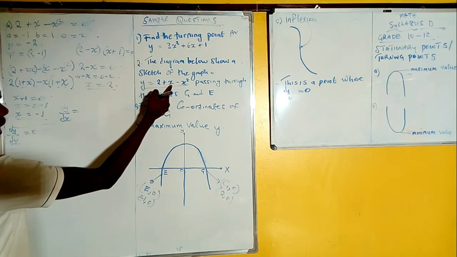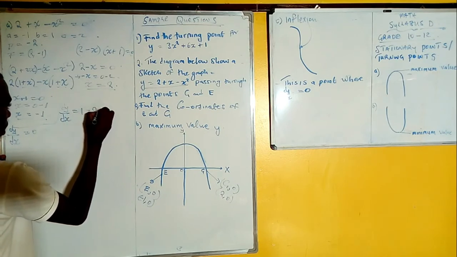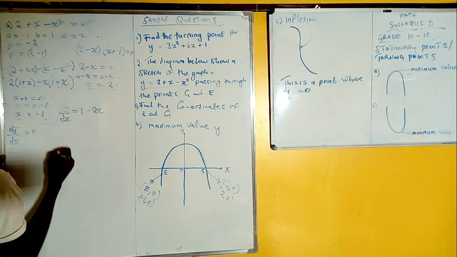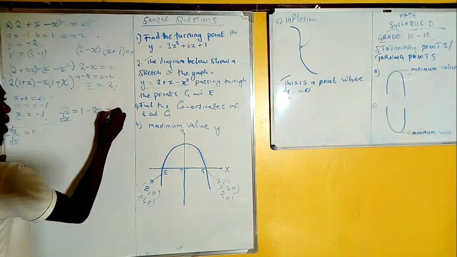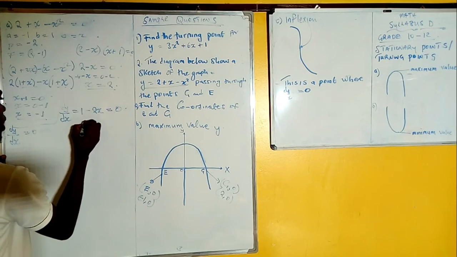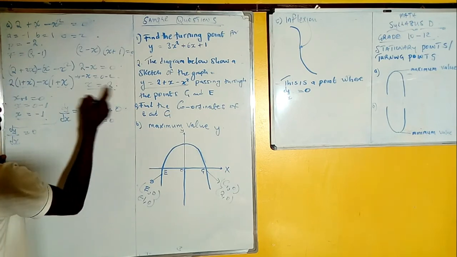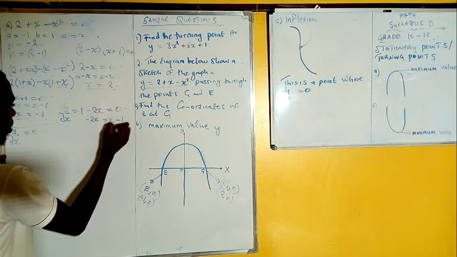This one is just x, so it will just be 1 minus 2x. That is dy by dx of this one. Then they are telling us dy by dx should be equal to 0 because it is turning. So now we have our equation there. So this one will be -2x is equals to 0. Then this crosses that side, it will be -1.